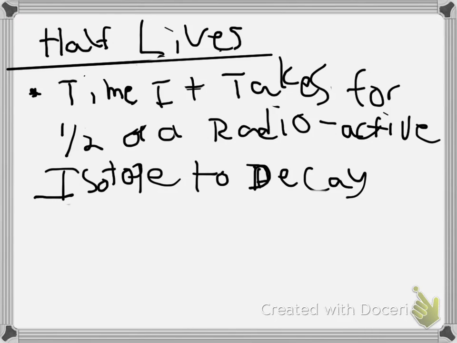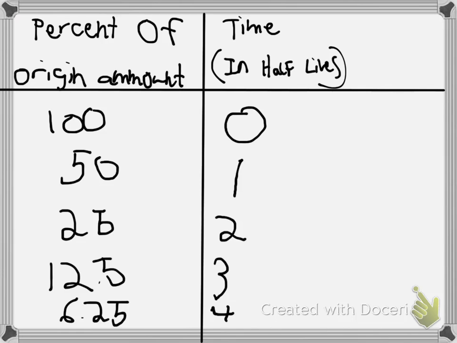Alright, so today we're going to talk about half-lives. Now, a half-life is the time it takes for half of a radioactive isotope to decay. So, I start with 100% of my matter. That's with no half-lives happening.